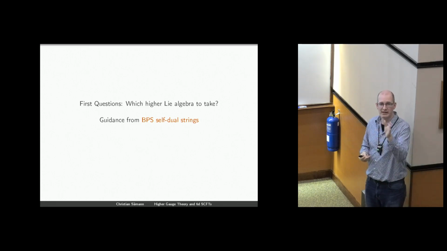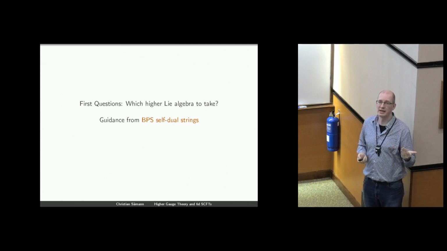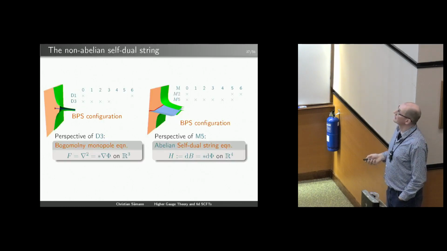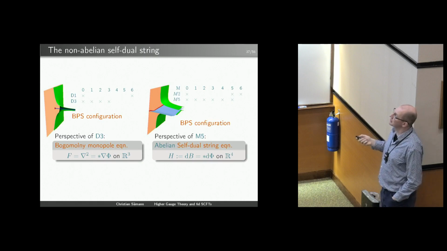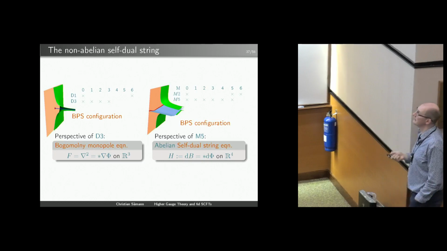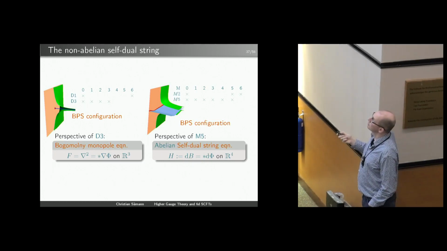Now, if I take a Lie 2-algebra, I need to specify 2 vector spaces. So I have a lot of freedom, actually, right? And I should somehow get this under control and fix that. You can find some guidance, at least aesthetic guidance, from the BPS self-dual string. Let me remind you that this is a categorification of the M-theory lift of this string theory configuration. You have a D1 brane ending on D3 branes in this manner, and from the perspective of the D3 branes, this just looks like a monopole. So there's a BPS configuration, and you get the Bogomolny monopole equations in R3. If you lift this up to M-theory, you have an M2 brane ending like this.